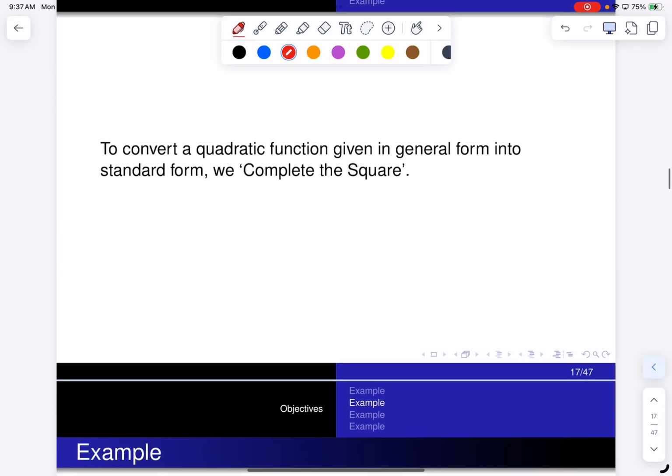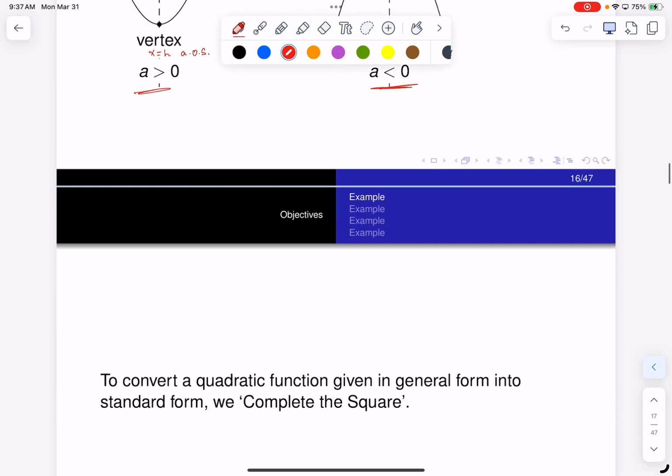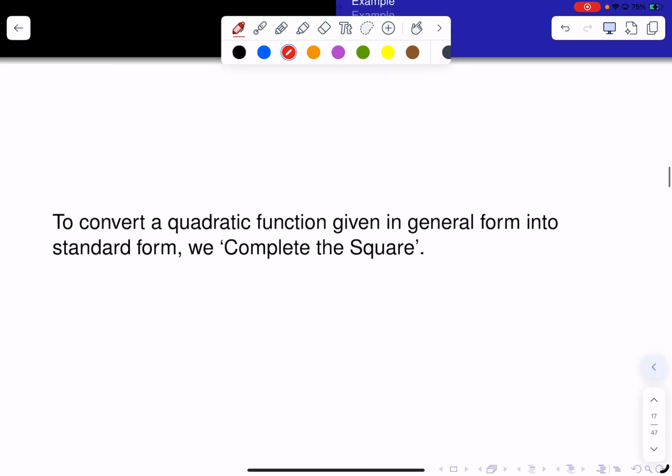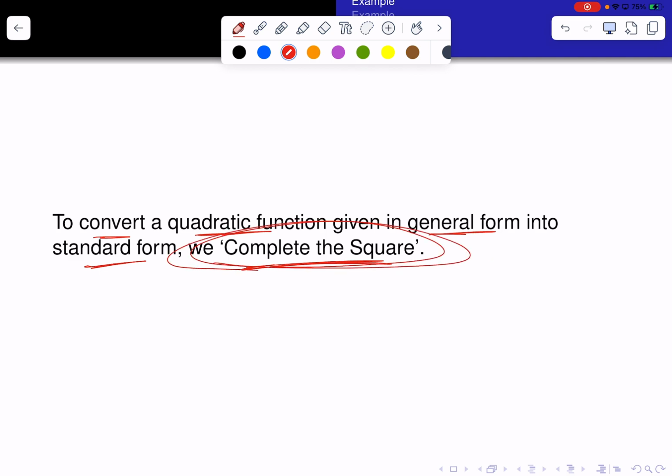Now, to convert, this is going to be the hardest part of this section, by far. If you want to convert a quadratic function from general form to standard form, we're going to have to remember something you haven't done since 9th grade. It's called completing the square. And it is kind of a pain. I'm just going to be upfront with you. You'll think this is the hardest part of this chapter.